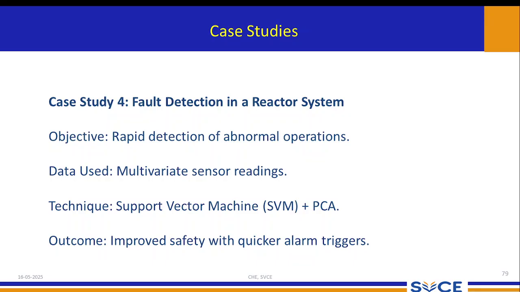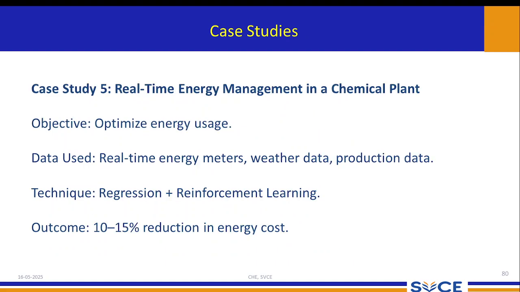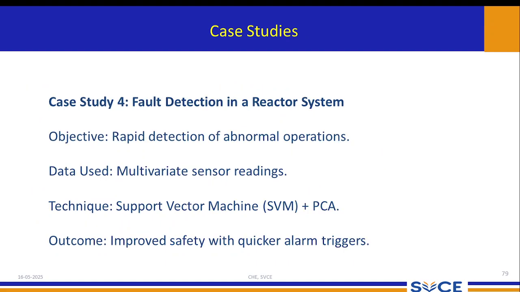Okay, so when you see the technique, support vector machine is a supervised learning, and principal component analysis is a dimensionality reduction technique. The outcome is improved safety with quicker alarm triggers when there is fault detection, when there is any deviation from the normal point. So that will help you identify immediately, so that the safety aspect as well as the process and product efficiency will be maintained. Okay, so this is case study 3.